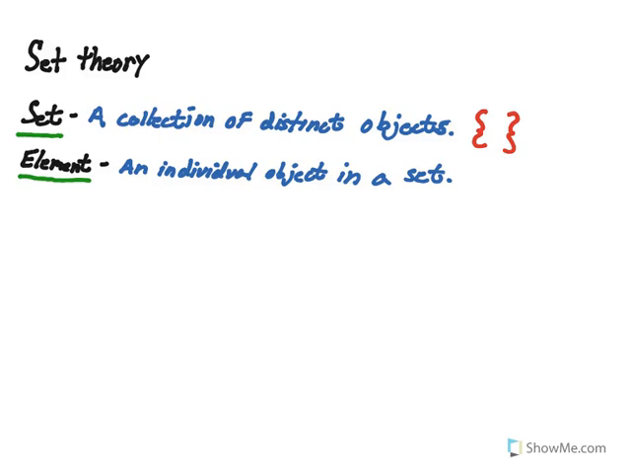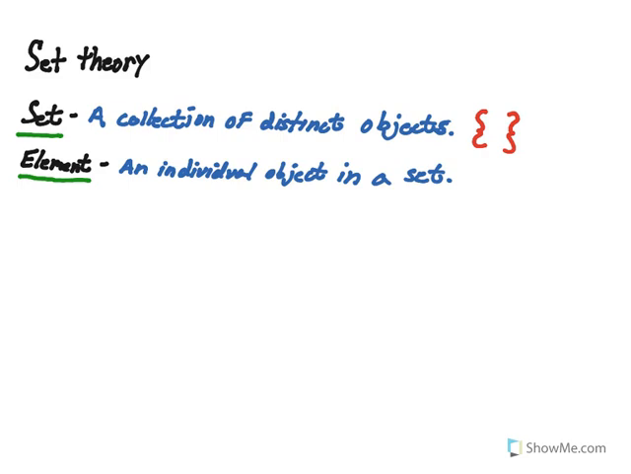Today we're going to talk about set theory. And when we think about a set, think about it as a collection of something. So the definition of a set is basically a collection of distinct objects. Now, these objects could be anything.